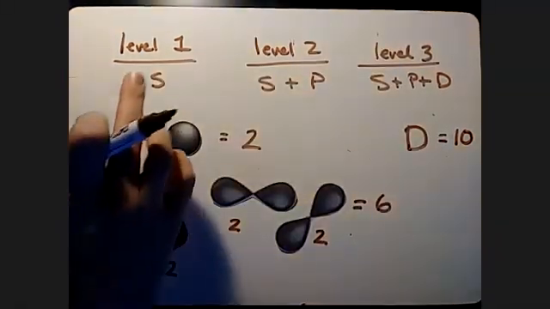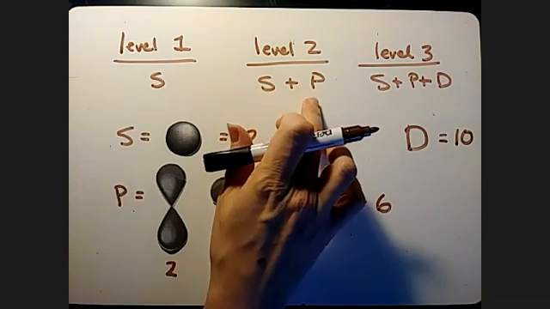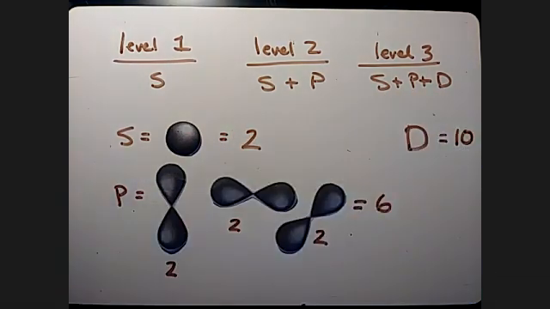Energy level 1 only has S. Energy level 2 has S and P. Energy level 3 has S and P and D.